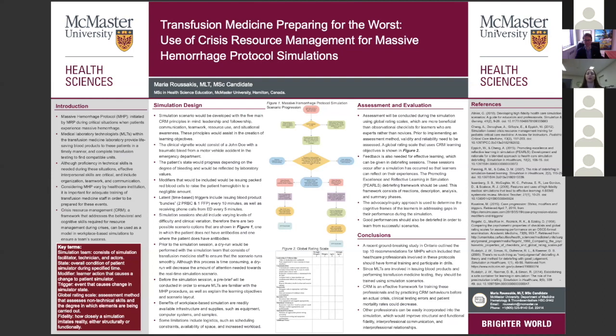Evaluation of learning can also be completed in debriefing sessions, which occur after the simulation, so learners can reflect on their experiences. The PEARLS debriefing framework is recommended, and in this debriefing framework, there are 4 stages of debriefing. The first is reactions, the second is description, the third is analysis, and the fourth is summary.